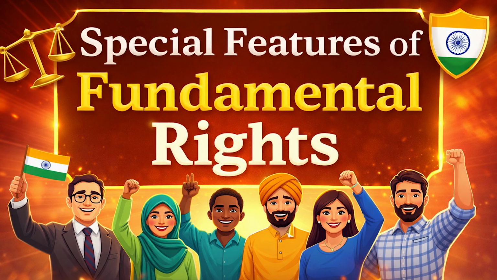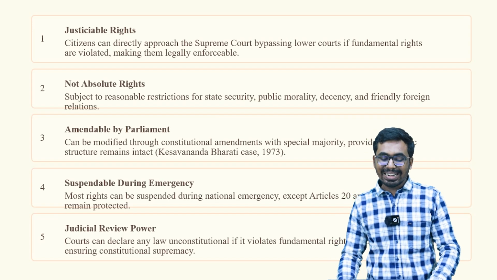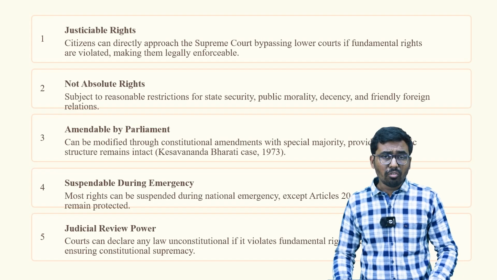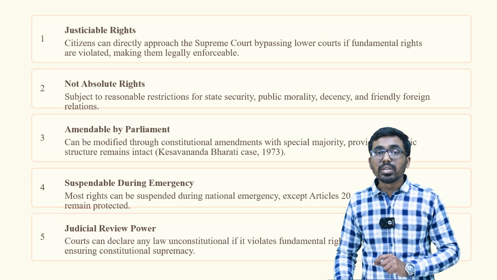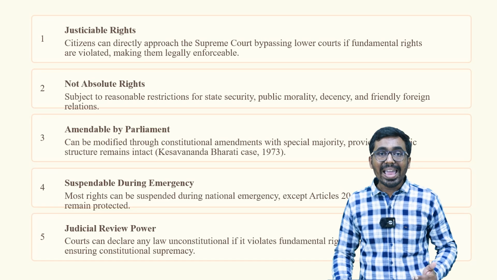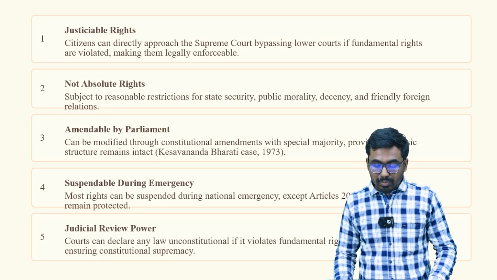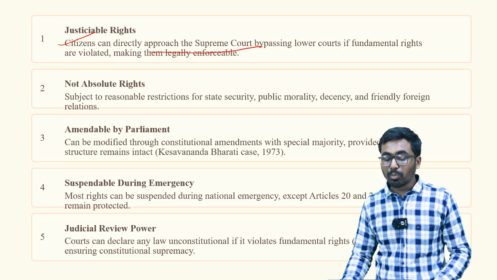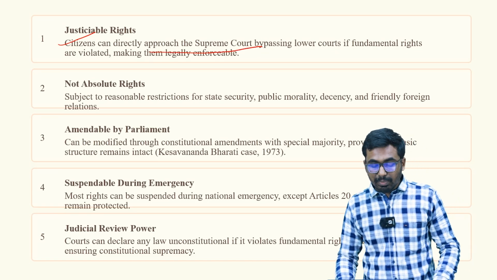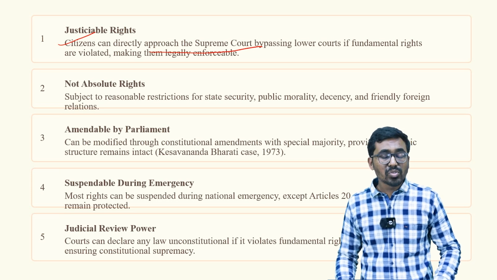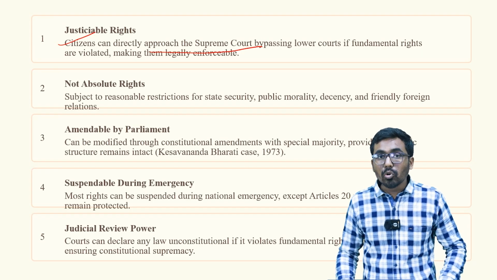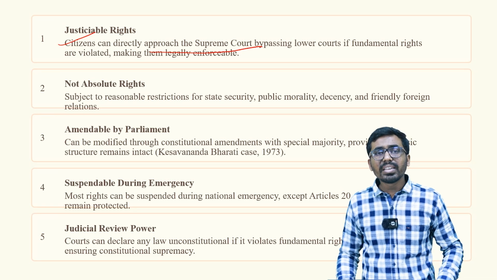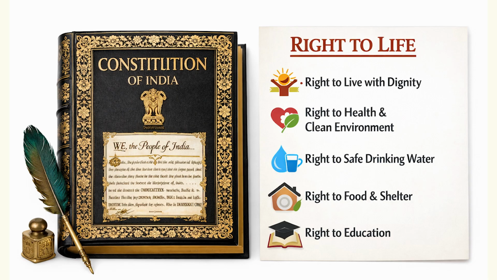Now we have to understand what the special features of our fundamental rights are. What makes them very special? First of all, as we were discussing, the rights are justiciable. They are not merely written as simple words. They are enforced with law. They are backed by legal procedures. So citizens can directly approach the Supreme Court, bypassing lower courts, if fundamental rights are violated. This gives citizens the right of going to the Supreme Court or High Court to get their fundamental rights, or even some of the basic rights like the right to life.